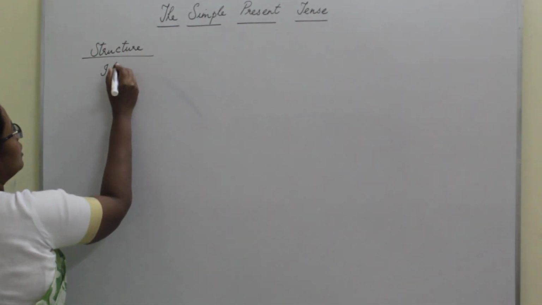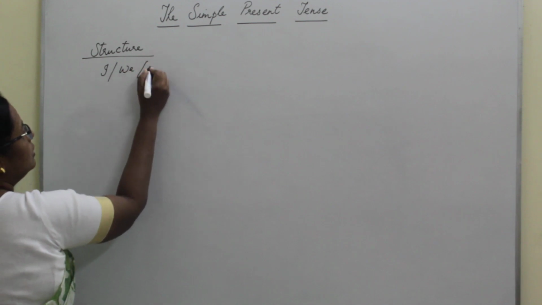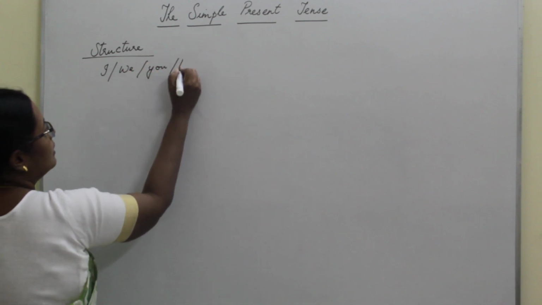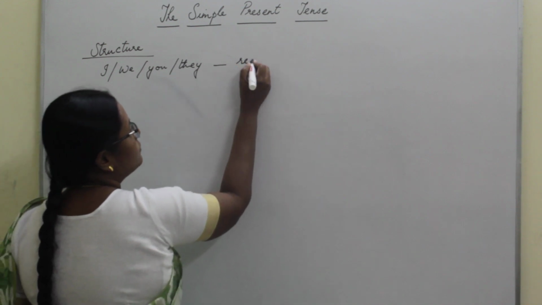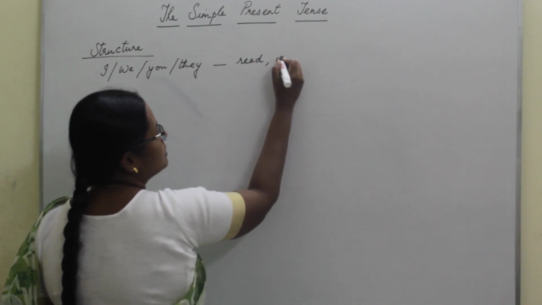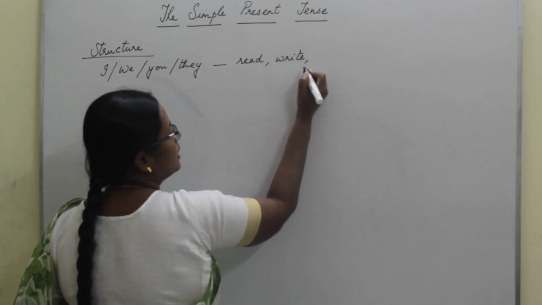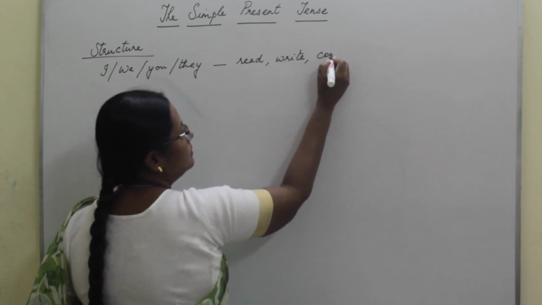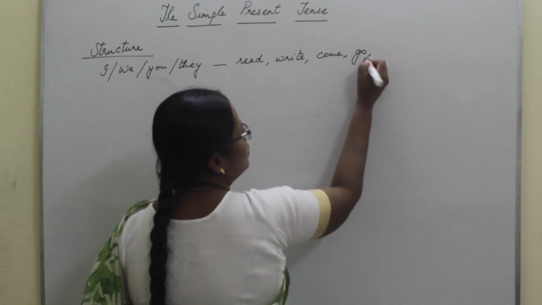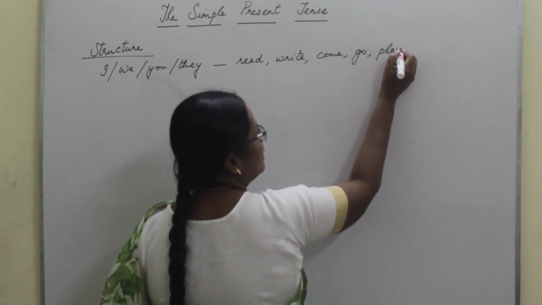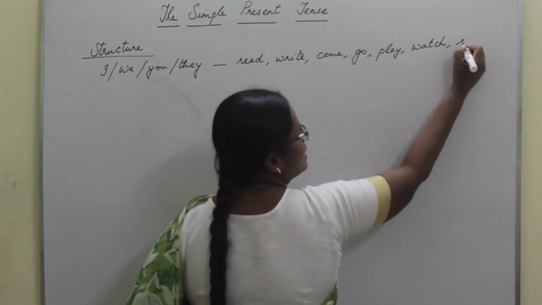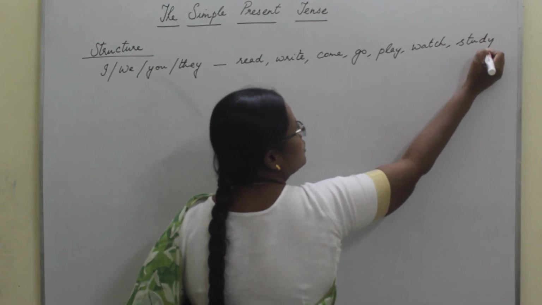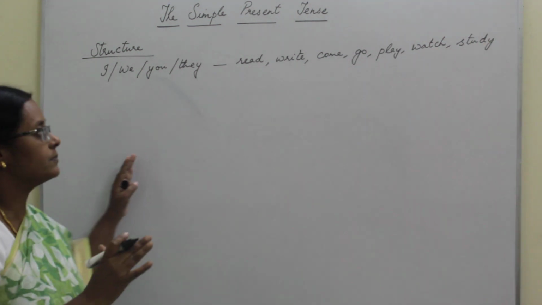For the subject pronouns I, we, you and they, we use the base form of the verb as such. Read, write, come, go, play, watch, study. So you see, we are using the base form of the verb.